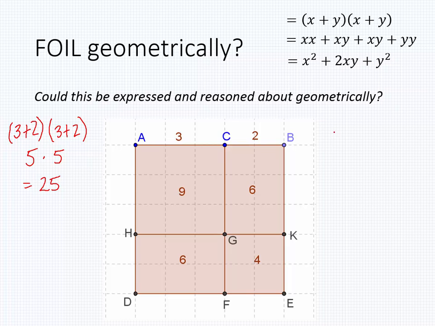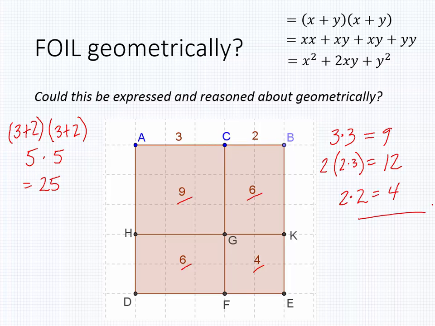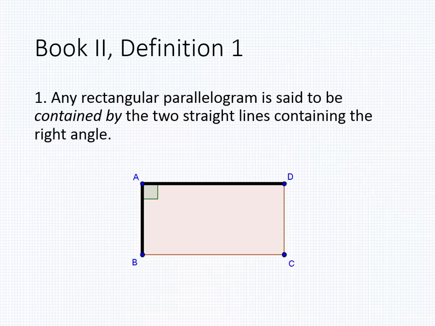And so I also have an area of 3 times 3, that would be 9. I have two areas of size 2 by 3, and so that would be 6. So I have two of those, 2 times 3, 12 altogether. And then lastly, I have an area of size 4, which is the 2 squared. And so that's 4. And sure enough, 9 plus 12 plus 4 is 25.